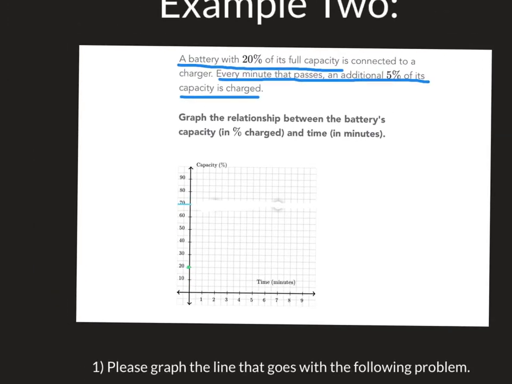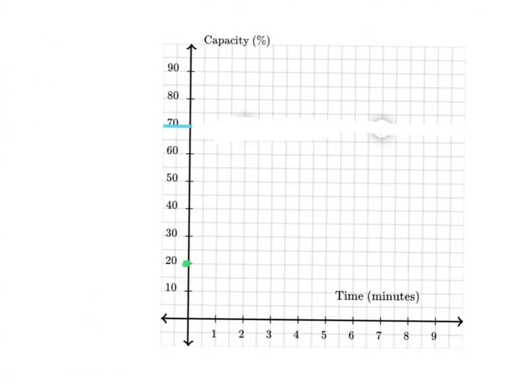So, from there, we're going to need to make a couple more points in order for us to make our line. The second important part says, every minute that passes, an additional 5% of its capacity is charged. So we need to plot another point so that we can show that. What we need to do is show an increase of 5%. Okay? So we need to go up 5 on our y, and we need to go over 1 minute on our x.